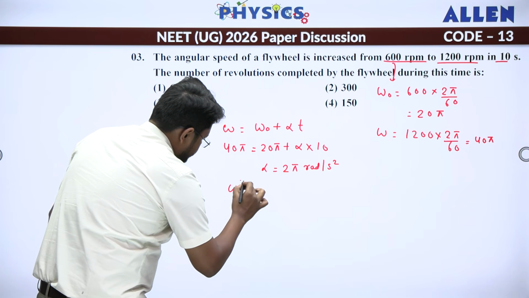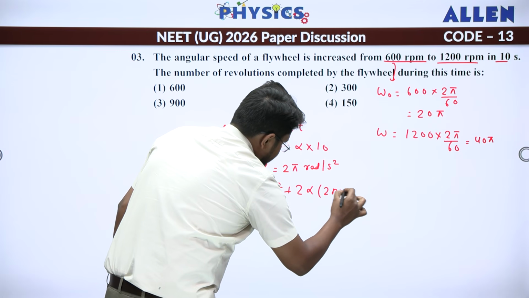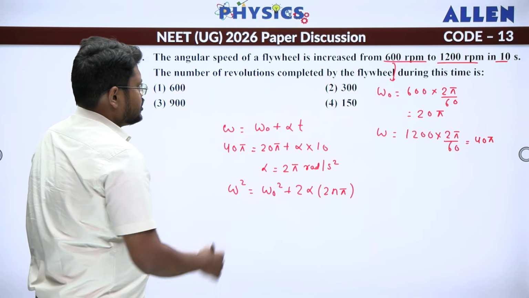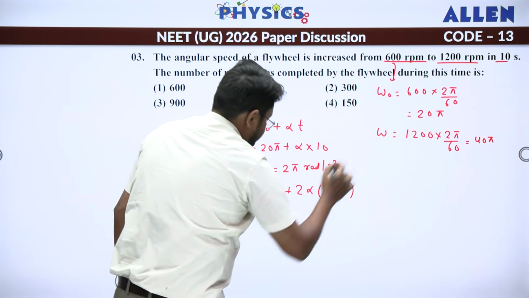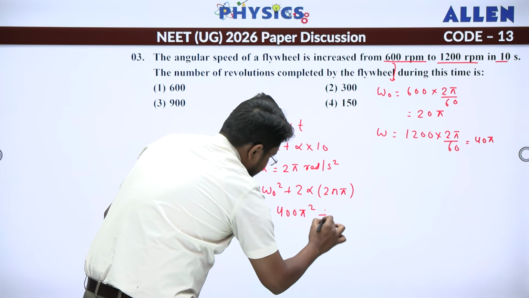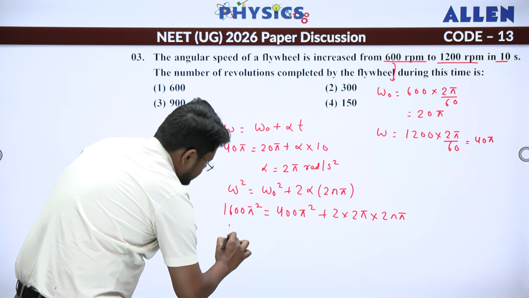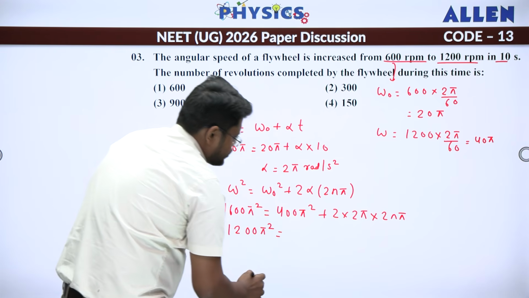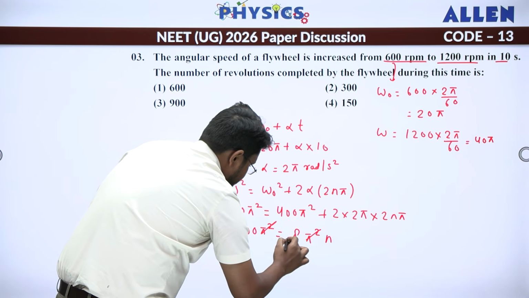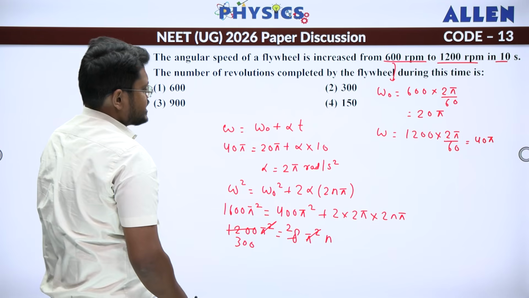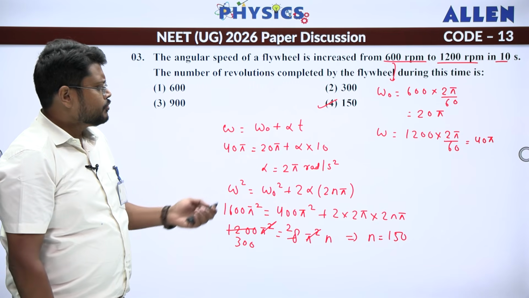Now we can use the formula omega square equals omega naught square plus 2 alpha theta, and theta can be written as 2 n pi, where n is the number of revolutions. When we substitute, omega square is 1600 pi square, this is 400 pi square, plus 2 into 2 pi into 2 n pi. So this is coming out to be 1200 pi square equals 8 pi square into n. So 4 cancels, this is 300. From here n is coming out to be 150. So fourth is the correct answer. Let's move to the next question.